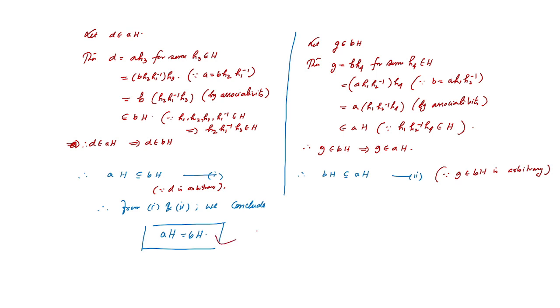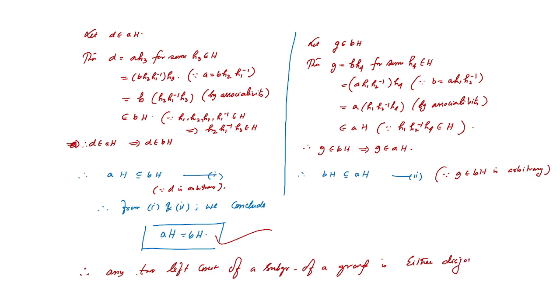So from 1 and 2, what can we write? aH equals bH. That means any two left cosets. Therefore, any two left cosets of a subgroup of a group are either disjoint or the same. That we conclude.